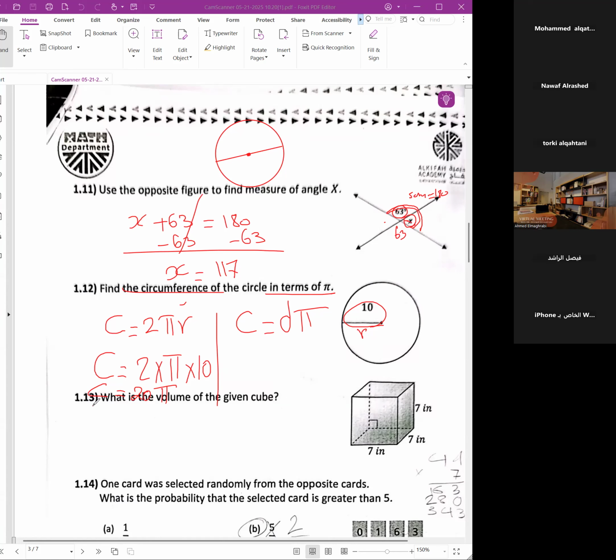Quick, guys, question 1.13. What is the volume of the given cube? Volume. Quick. Only 7 by 7? No, 7 by 7 by 7. That equals 343 inches cubed.